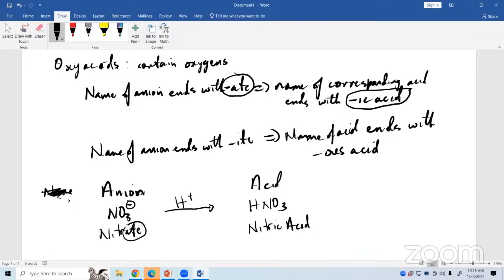You see what I'm saying? So that's how you get from the anion in terms of the formula to the acid, and the corresponding name change from nitrate in this case to nitric acid. Okay. Any questions about this? All right, let me erase this here and give another example.